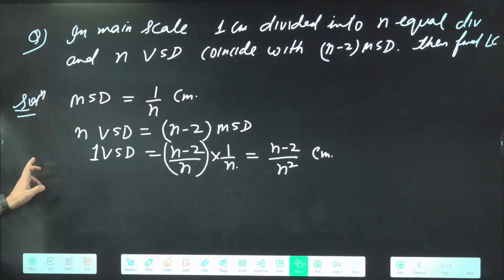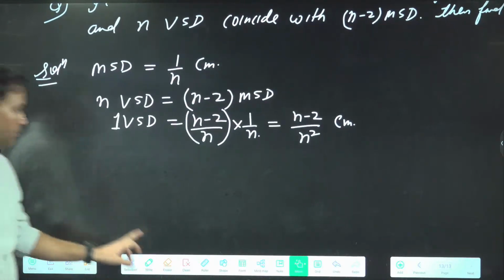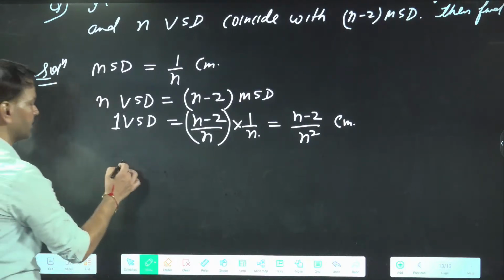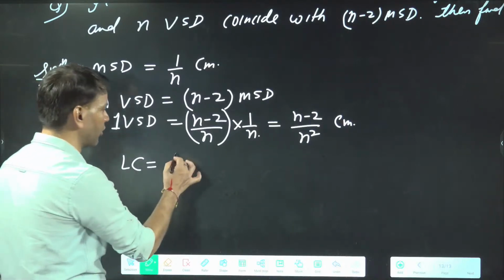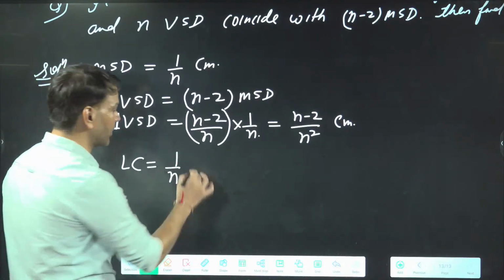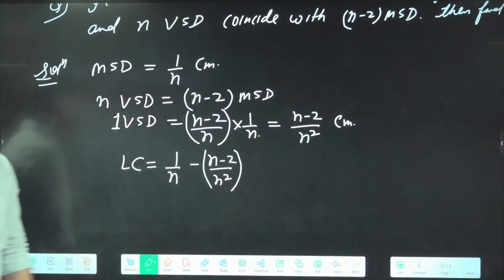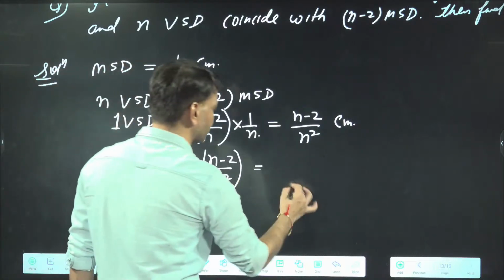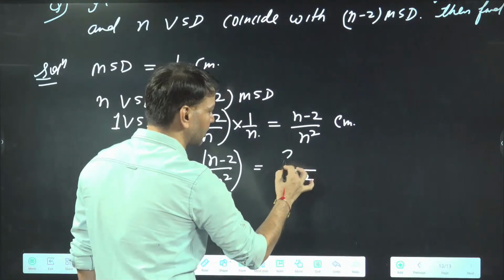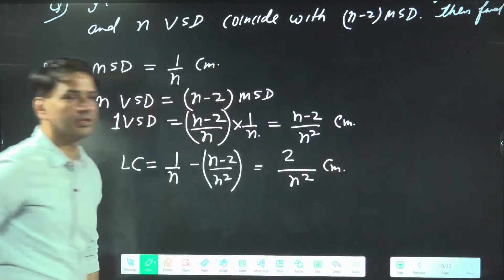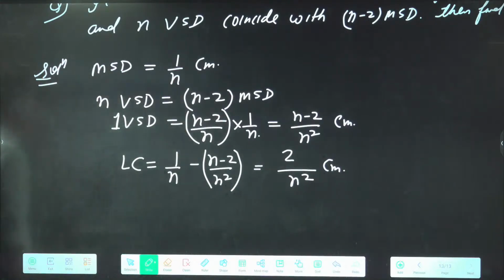Everybody got it or not? Now then, least count, what will we say? 1 MSD minus 1 VSD. So 1 MSD is equal to what? 1 by n centimeter minus 1 VSD, which is n minus 2 by n square centimeter. Now for n square you can take the LCM. So n square, then n minus n plus 2. So n and n cancel out. So 2 upon n square centimeter. This is the least count of this Vernier calipers. Okay.